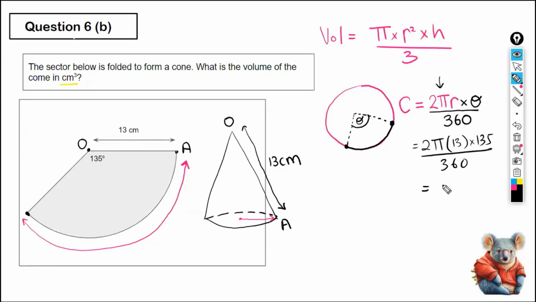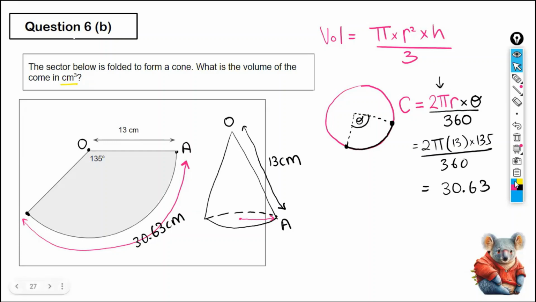I am getting, tell me if I'm right here, 30.63. This curve distance is 30.63 centimeters. How is that looking? All right, so make sure you see it on your calculator.